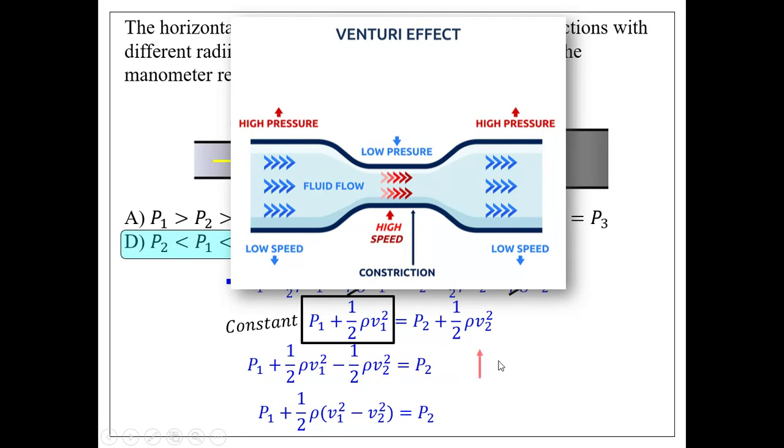So if it goes through a narrow section and V2 goes up, what happens to the pressure in order to keep the number on the left the same? Well, if this term goes up, this term has to go down in order to get the same number back. So intuitively, if the velocity or the speed of a fluid speeds up, it also tells you that the pressure in that particular segment has to be dropping or decreasing. Okay, so conceptually, hopefully either one works for you. All right, so that's that.